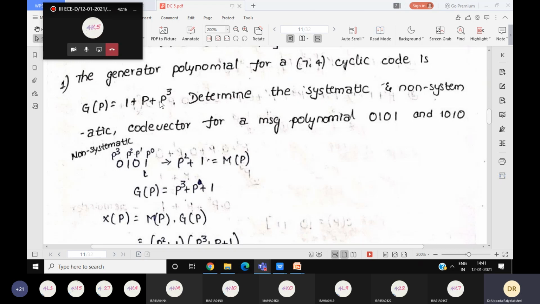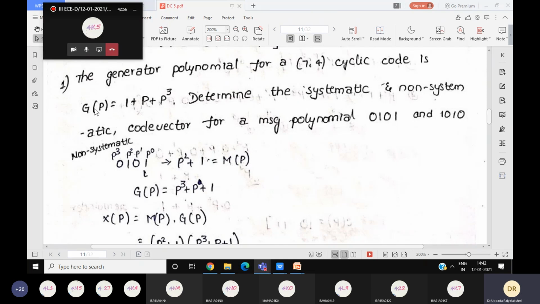Because the p cube coefficient will be the MSB bit and the LSB bit will be the p power 0 coefficient. So 1, p square coefficient is 0, p power 1 is 1, and p power 0 we have constant of 1. So 1, 0, 1, 1 is the generator matrix. Okay, leave it. Because using systematic or non-systematic procedures, we need it in the polynomial form only. So there is no need to reconvert the generator polynomial in the form of bits.